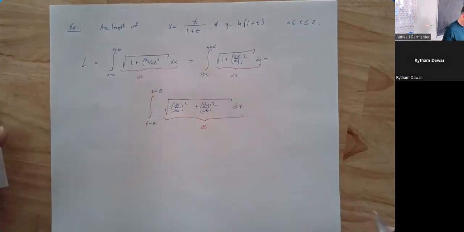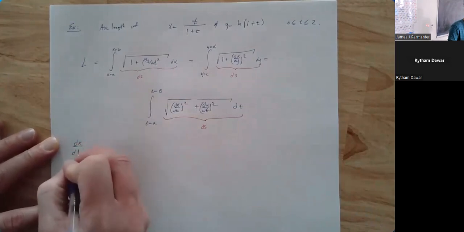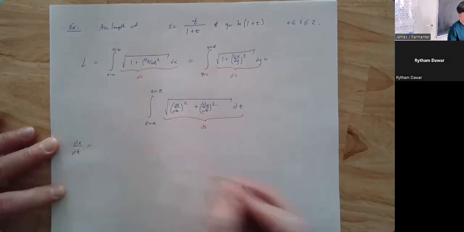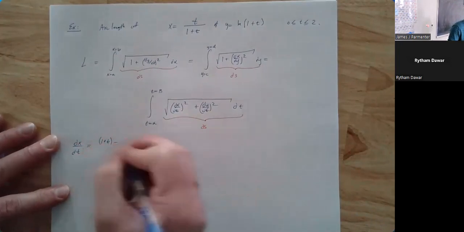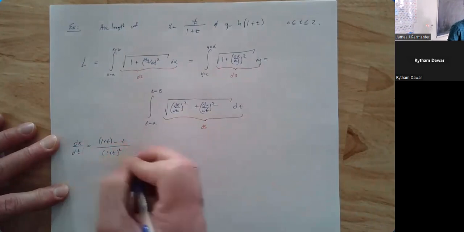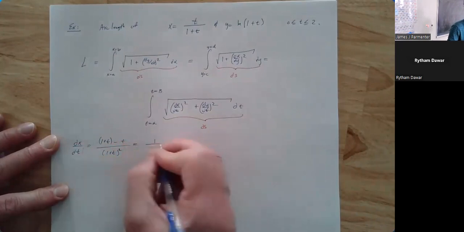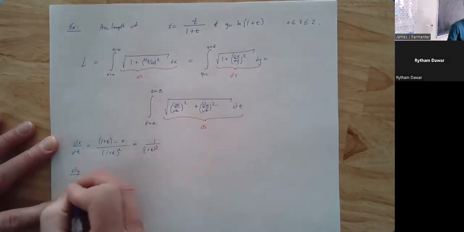For this one, let's find the stuff. I would probably do some work off to the side. dx dt is going to be quotient rule, fine. Bottom times the derivative of the top, minus top times the derivative of the bottom, all over the bottom squared. That's going to be just 1 over 1 plus t squared. And then dy dt is just going to be 1 over 1 plus t.